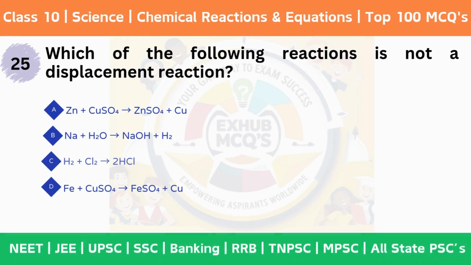MCQ 25. Which of the following reactions is not a displacement reaction? Option A, zinc reacting with copper sulfate to form zinc sulfate and copper. Option B, sodium reacting with water to form sodium hydroxide and hydrogen. Option C, hydrogen reacting with chlorine to form hydrogen chloride. Option D, iron reacting with copper sulfate to form iron sulfate and copper.